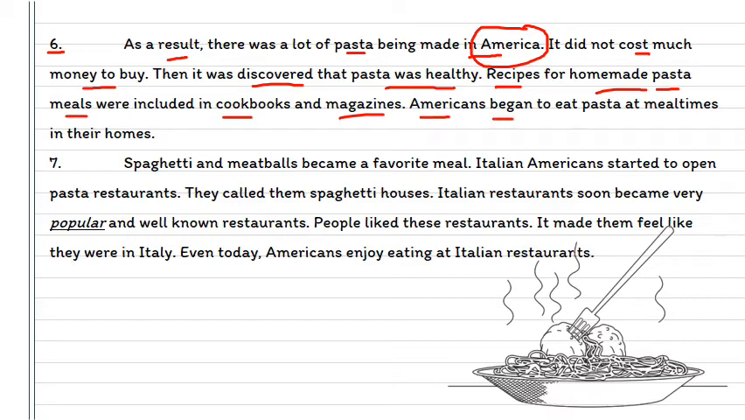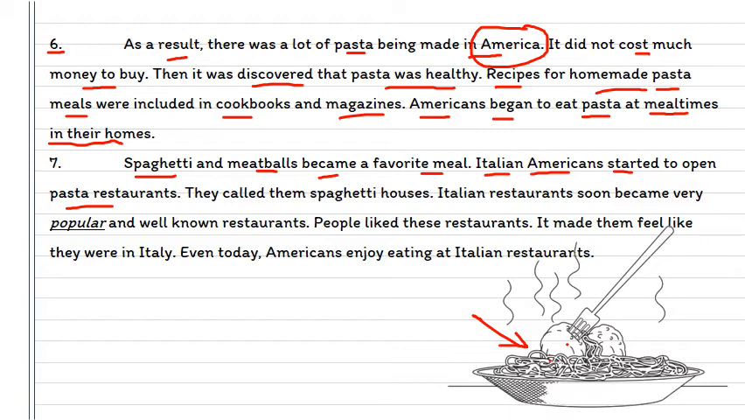Americans began to eat pasta at meal times in their homes. So who's eating pasta now? Only the Italians? No, also the Americans are eating pasta. Spaghetti and meatballs. This is the picture of the dish. These are the meatballs and this is the spaghetti. It became a favorite meal. Italian Americans started to open pasta restaurants. So now the Italians also started to make restaurants.